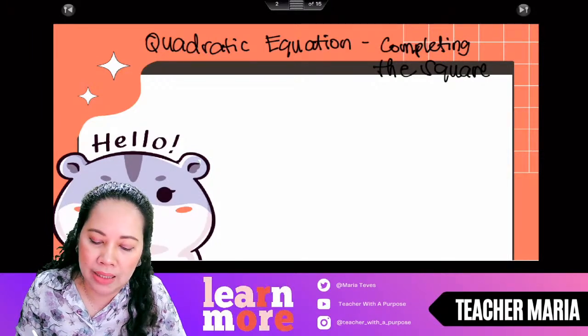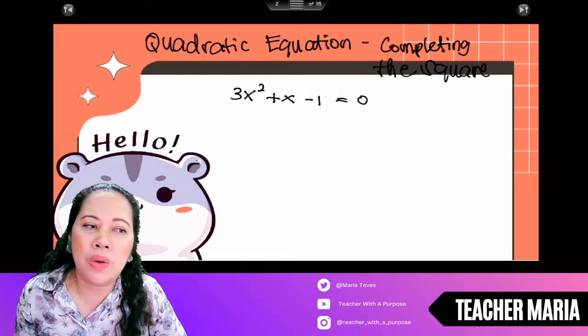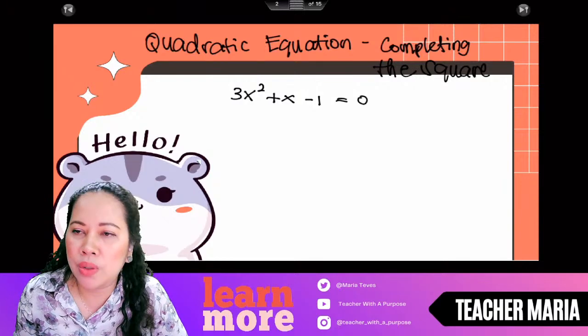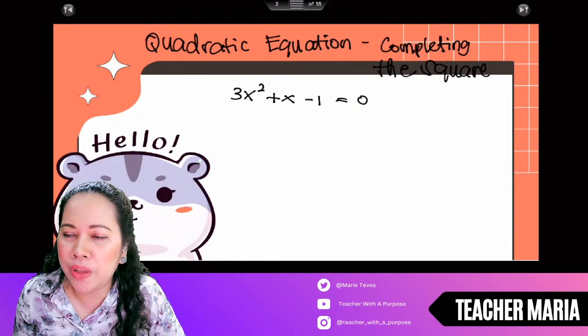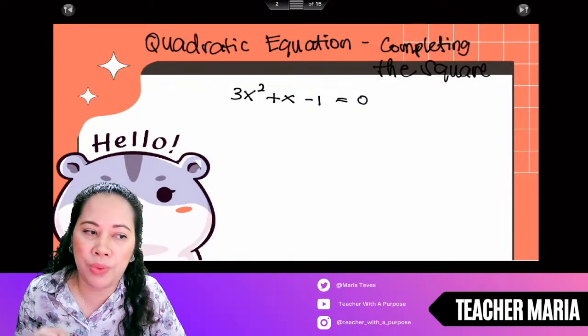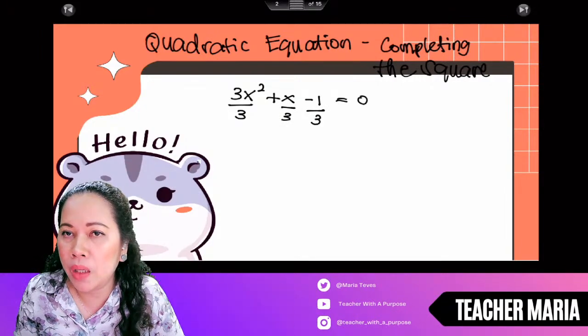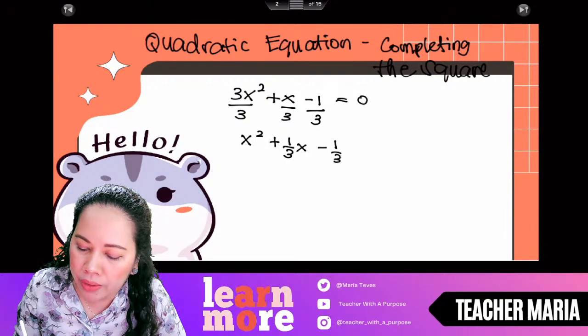Okay. What if, let's say, I have 3x squared plus x minus 1 equals 0. So what if the coefficient is more than 1? What will I do? So what you need to do here is you divide the whole thing by the coefficient of your first term. So you divide this by 3, divide this by 3, divide this by 3. Okay, so you will have x squared plus 1/3 x minus 1/3.